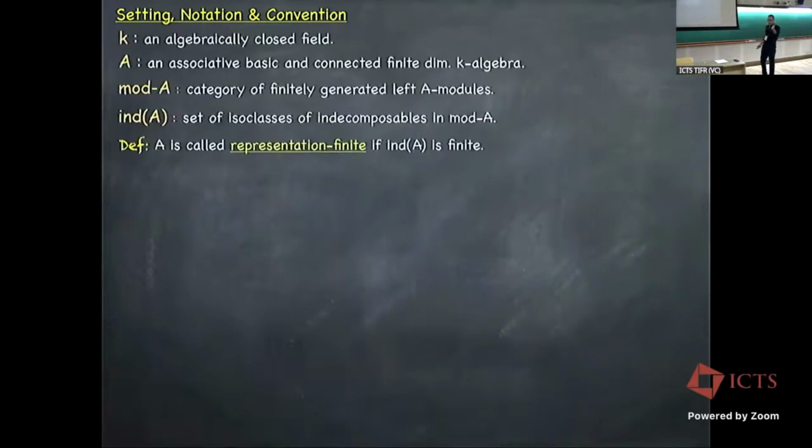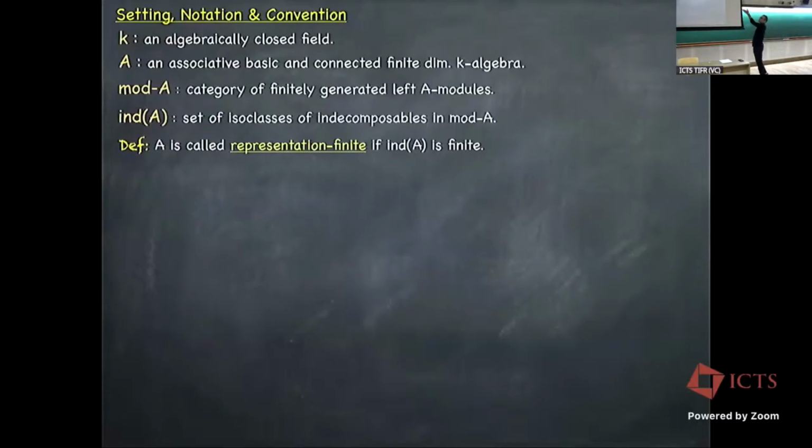So setting and notation and convention will be as following. K, for the sake of tractability, you can drop the assumption that K is algebraically closed, but for the sake of tractability in this talk, let's assume K is an algebraically closed field. Let's assume A is an associative basic connected finite dimensional algebra. You can, again, drop the assumption that A is basic and connected. You can turn your problem into this setting, but what you need to assume is you're working with a finite dimensional associative algebra over an algebraically closed field.